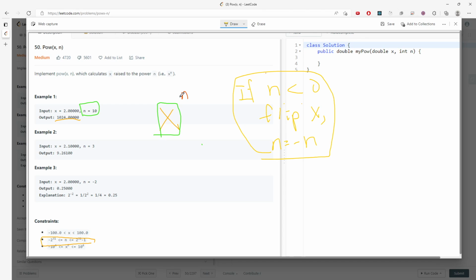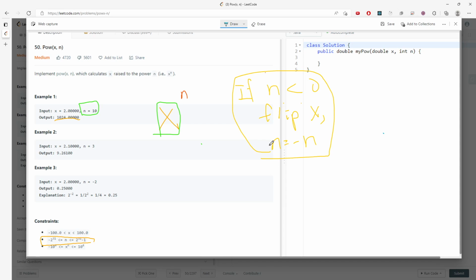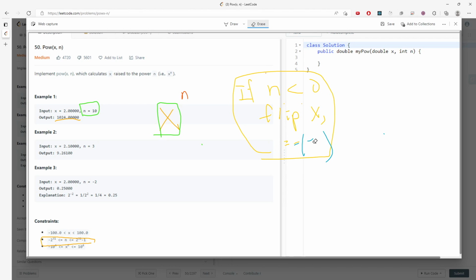So if n is already negative, negative 1 just for example, we need to make it negative of negative 1, which is positive 1, right? So n equals positive 1. This is the math behind it. So we need to flip the n, which means flipping the x to 1 over x, and n is going to be negative n, right? So we only finished the first step.